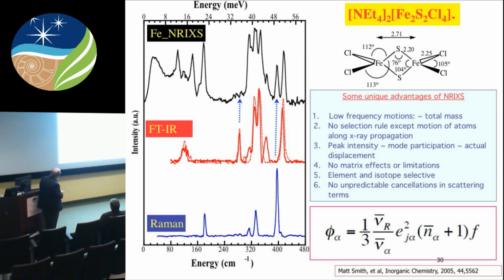Unlike these peak intensities, which are related to the strength of the dipole moment, these intensities are directly related to the displacement along the direction of the X-ray beam. So if you have done DFT calculations where you can actually get the mode participation factors, you can directly compare to this data, right? So there are some quantitative advantages. Not only do we measure with high precision the location of these peaks, but also the intensities are calculable. And so therefore, a good model, whatever the DFT model they are using, has to match both positions and intensities.